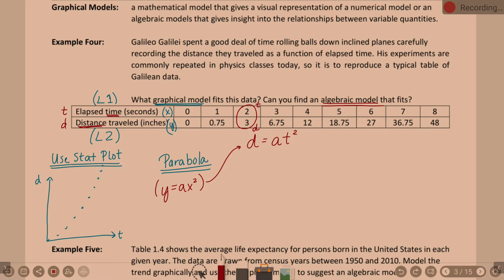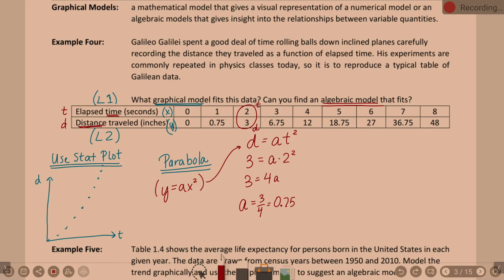So if I plug those in, 3 equals a times 2 squared. Do some math, right? 2 squared is 4. So then I have 3 equals 4 times a. And if we solve for a, what is a? 3/4. Yeah, divide by 4. So a is 3/4, or if you prefer, you could call it 0.75, right? 75 hundredths.